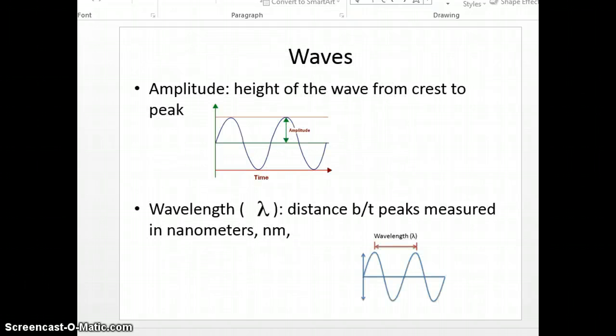Well, let's talk about these 4 characteristics of waves. Amplitude is the height of the wave from crest to peak, and you can see in the diagram that the green arrows between, that's an amplitude. So the crest is kind of the starting point, up to the peak at the top and then back down. So that's the amplitude. Wavelength has a symbol, the lambda symbol. It's the distance between peaks, measured in nanometers or nm. When I write wavelength, it looks like an upside down V.